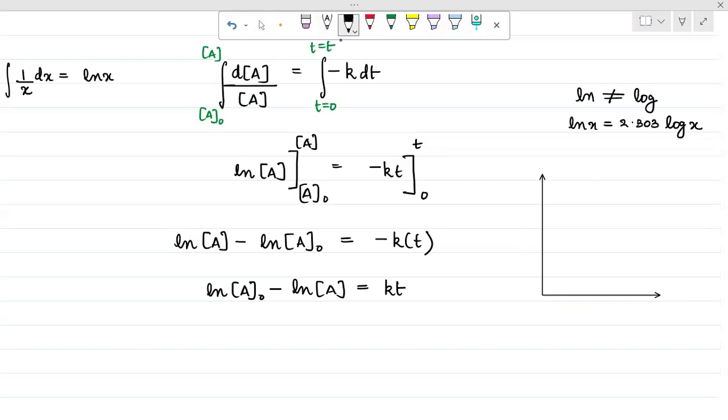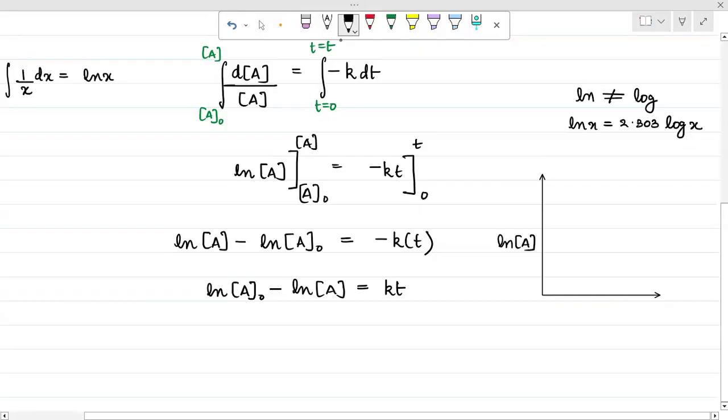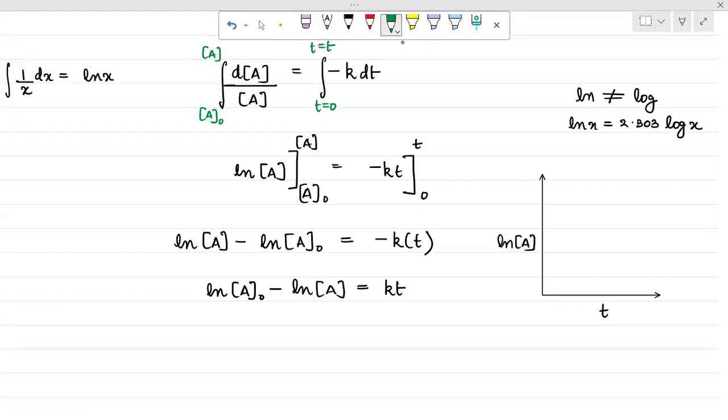Okay, so let's say that I want to plot a graph between ln A versus t. How will you rearrange this equation? You have to rearrange this equation in such a manner that ln A stays on the left as y, and t comes as x. Correct.